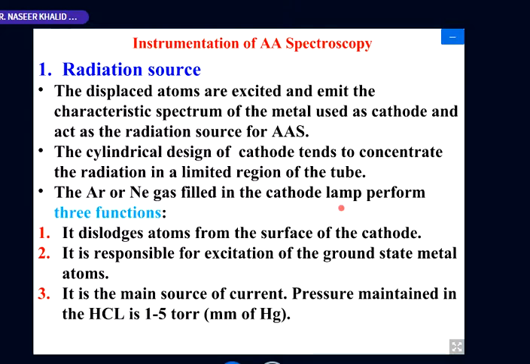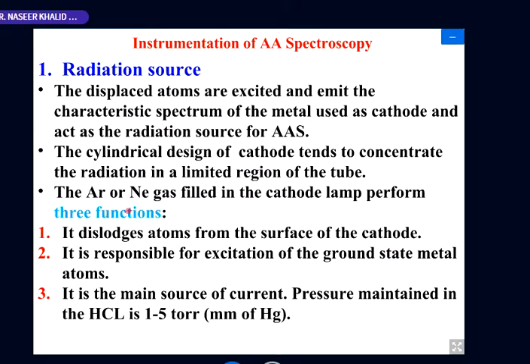The argon or neon gas filled in the hollow cathode lamp performs three functions. When the argon and neon are in the lamp, these inert gases perform three functions, and those are: number one, these ions dislodge and expel some of the atoms from the surface of the cathode, and this is known as sputtering. Sputtering of the atoms on the surface of the cathode.